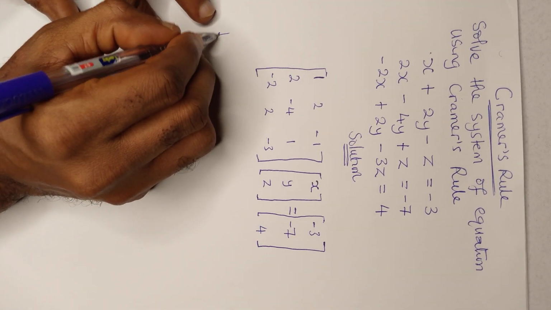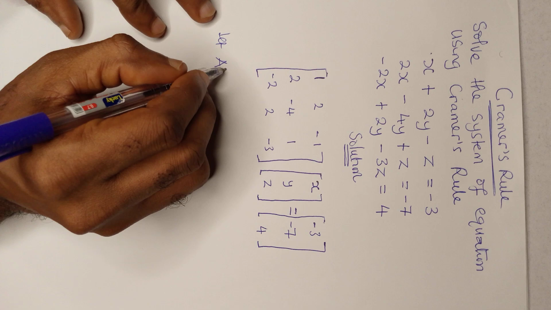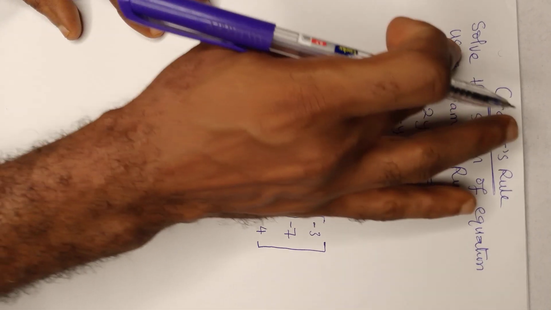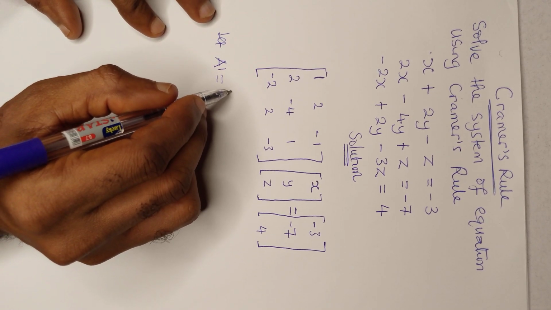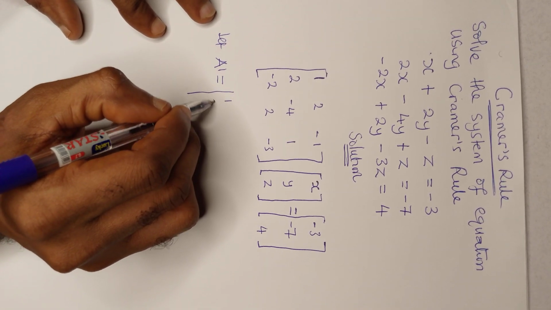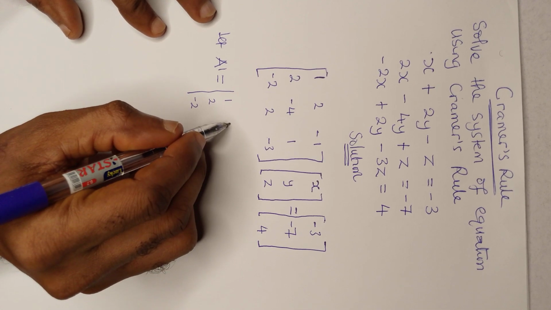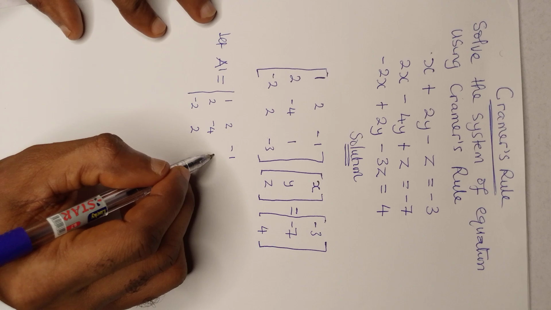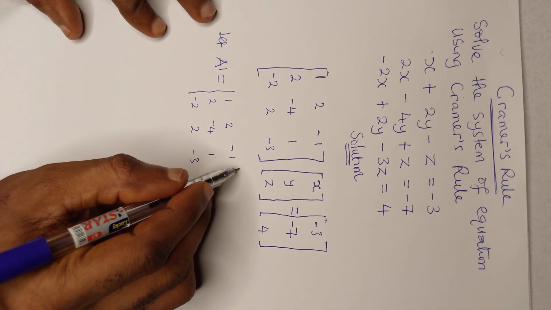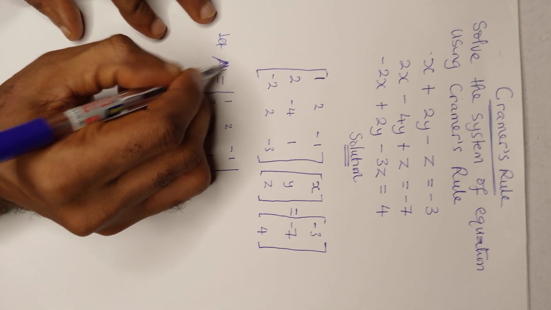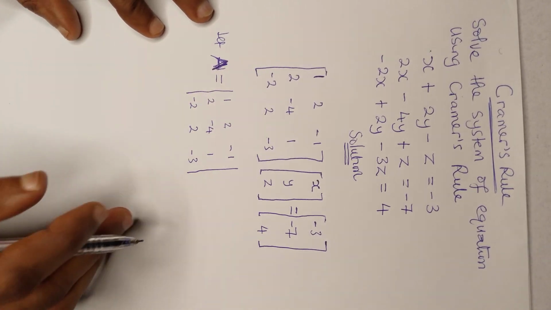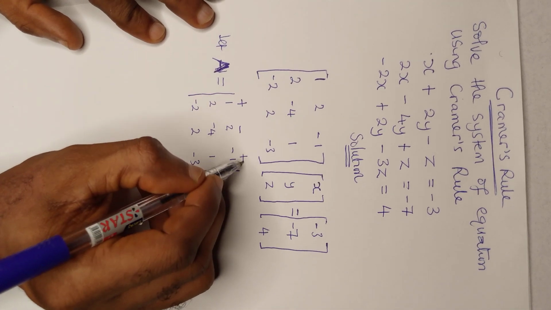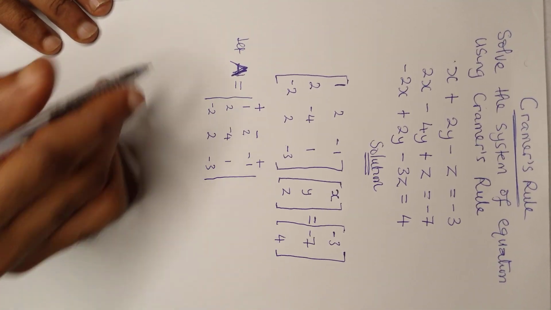So let the determinant of matrix A equal what we have here, which is the values here. So this will be equal to 1, 2, minus 2, 2, minus 4, 2, minus 1, 1, minus 3. So let's call it A, okay? And we know that in a matrix, the signs are plus, negative, plus. So let's find the determinant for A first.